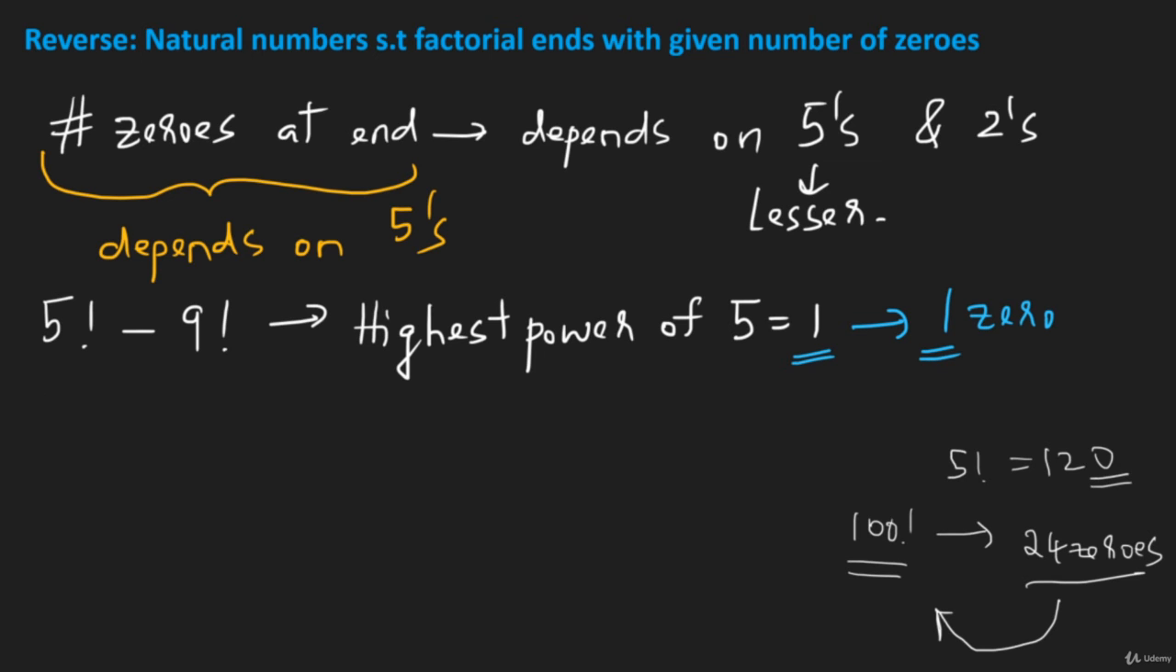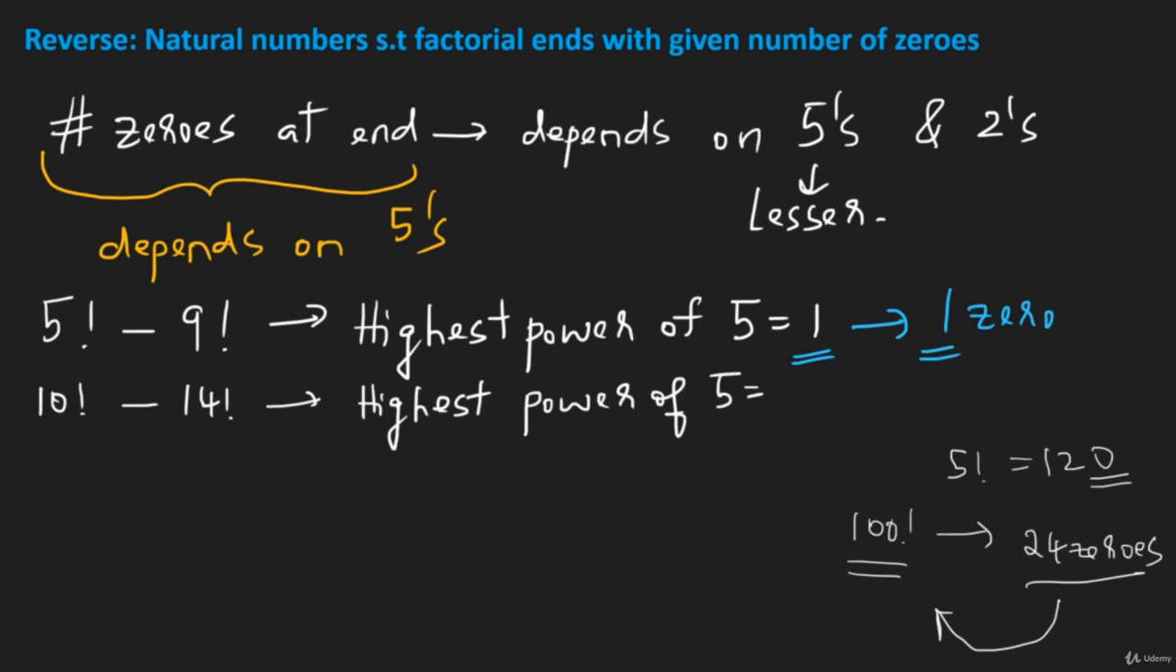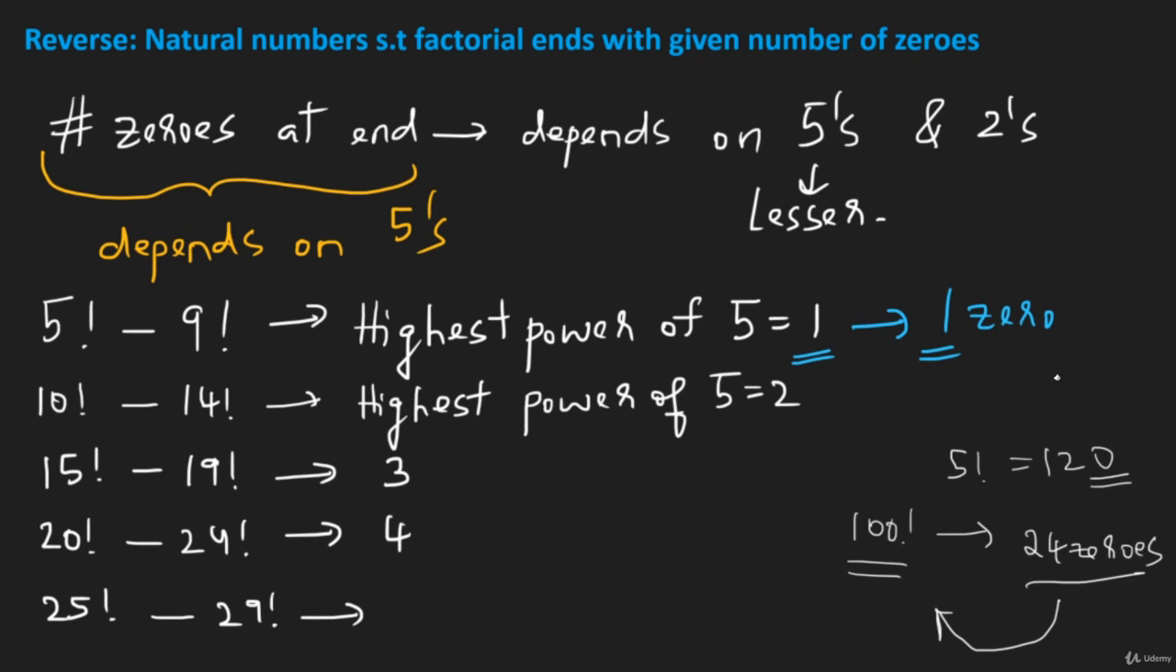Say you take 10 factorial till 14 factorial. You can see that the highest power of 5 in these numbers is equal to 2. Therefore, at the end of say 10 factorial or 14 factorial, there will be 2 zeros. Now, in a similar manner, if you take 15 factorial to 19 factorial, the highest power of 5 in these numbers is 3. If you take 20 factorial to 24 factorial, the highest power of 5 in these numbers is 4. If you take 25 factorial to 29 factorial, remember over here it's 1, it's 2 over here, it's 3 over here, it's 4 over here.